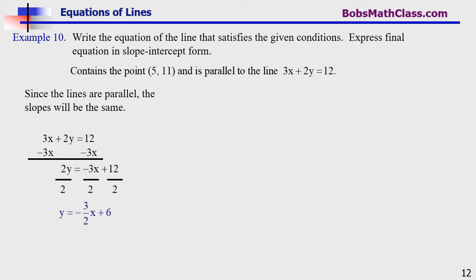Since we have a negative, we usually put that in the middle of the fraction, negative 3 over 2. And then 12 divided by 2 is 6. The 6 is not really important. What we really want is just the slope. So now we can look at that and say, what is the slope? Well, it's negative 3 over 2.